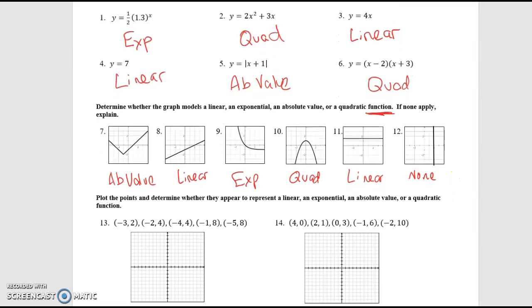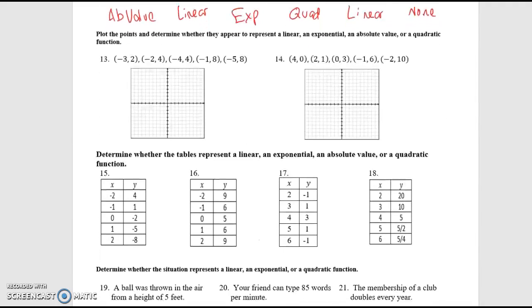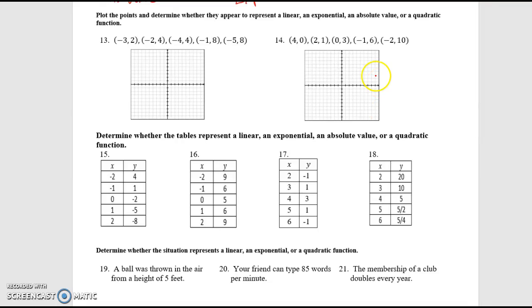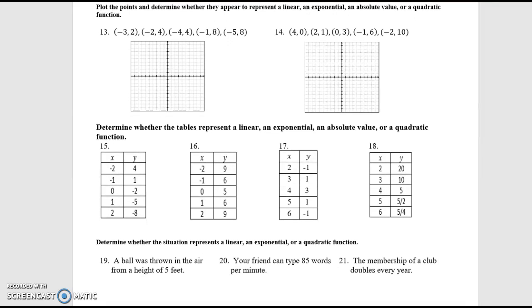So then go on down to here. Let's look at these 6: plot the points and then determine whether they appear to represent linear, exponential, absolute value, or quadratic. And then same here, look at these. Actually, let's just go ahead and have you pause and finish this page, and then we'll unpause the video and show you some answers and talk through it.